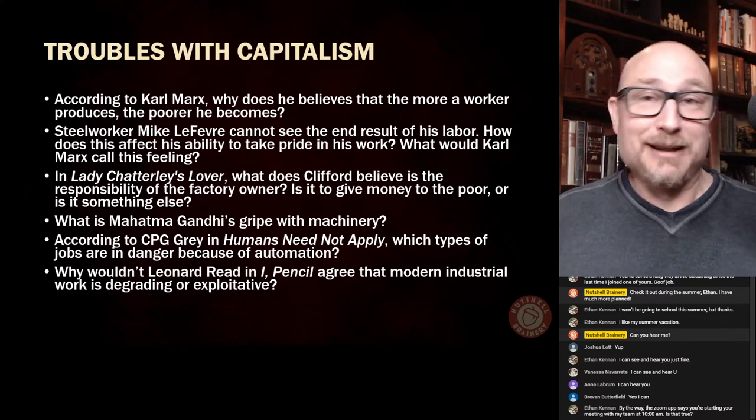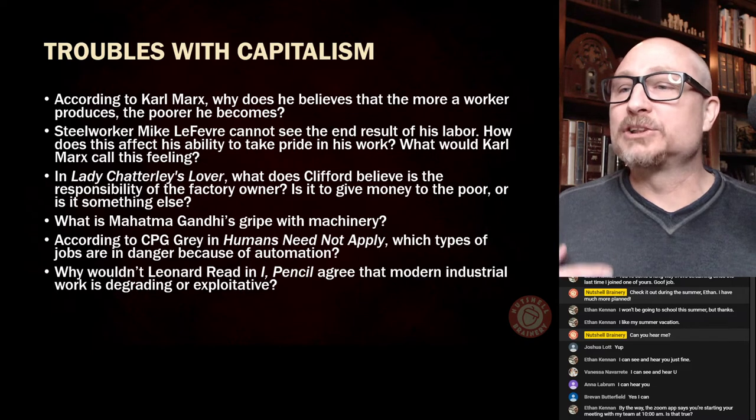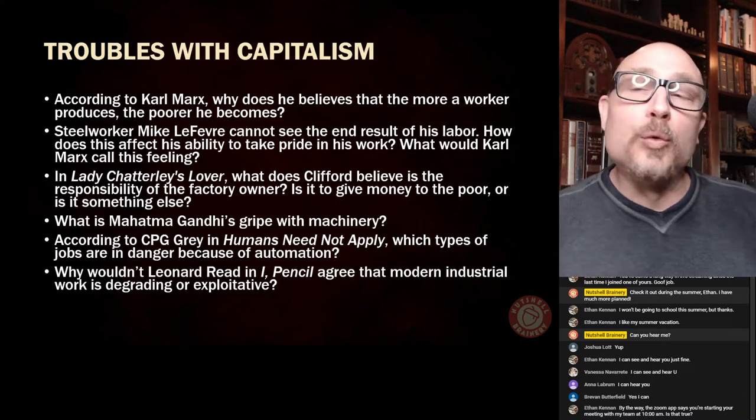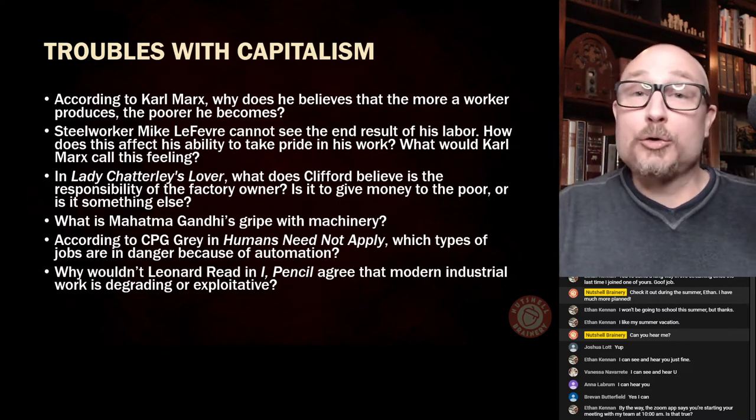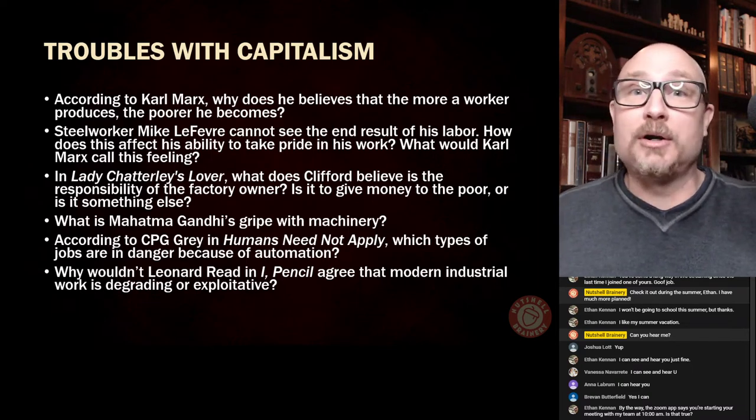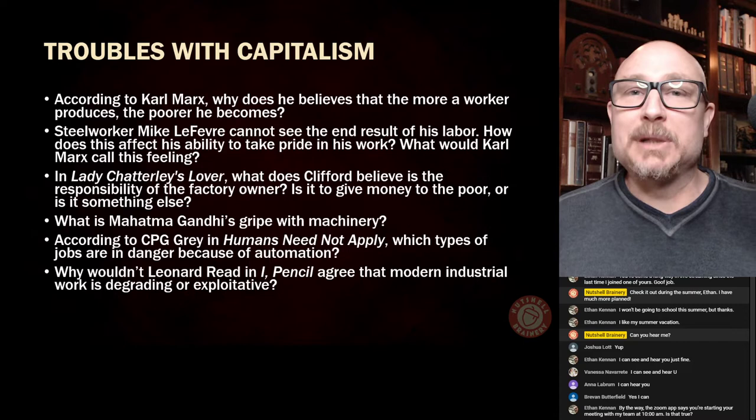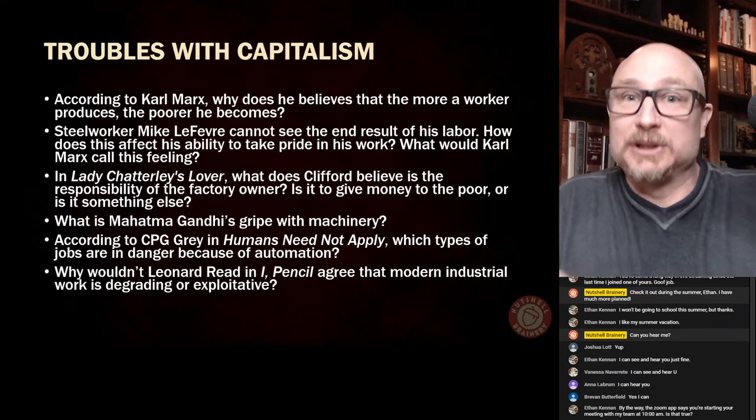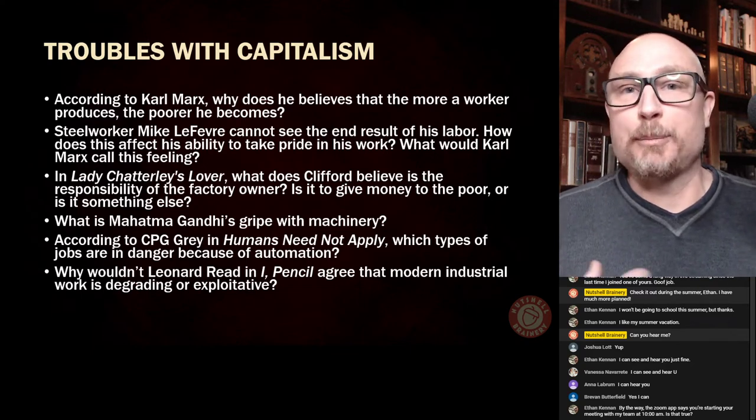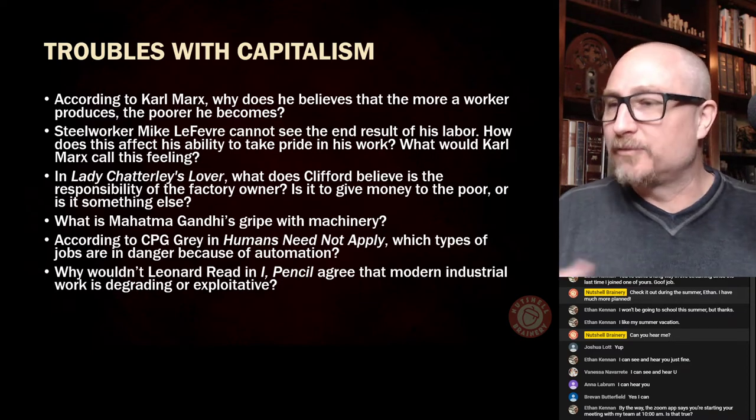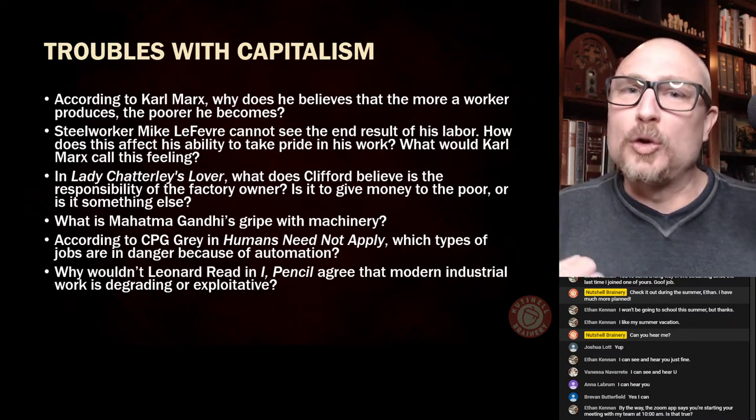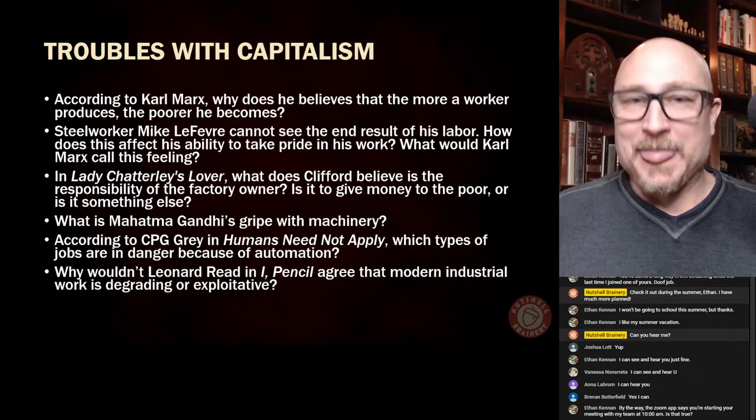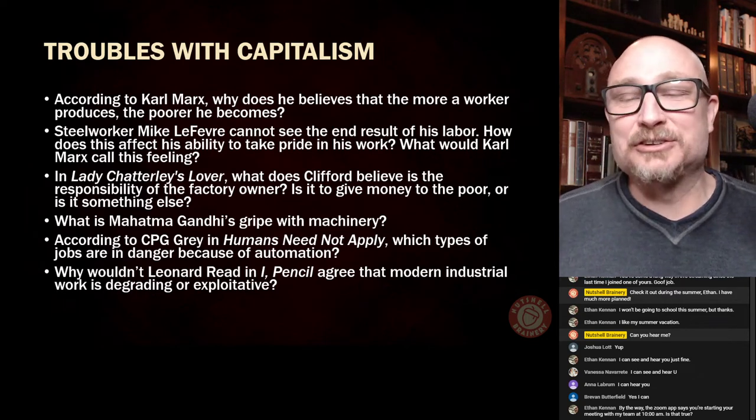Steelworker Mike Lefebvre, oh, we love Mike Lefebvre, right? Cannot see the result of his labor. How does this affect his ability to take pride in his work? And what would Marx call this? Now, real quick, I'd love to see somebody just type the one word in the comments there. What would Marx call it when somebody cannot see themselves in the result of their labor and therefore cannot take pride in that labor? They feel some sort of separation, like they're no longer part of what they produce. Come on, somebody can type it in there. When you type it in there, we'll come back to it, because that's the answer to the question.